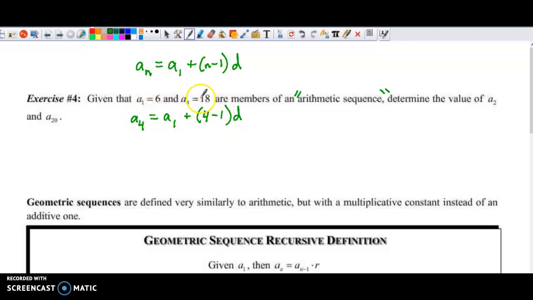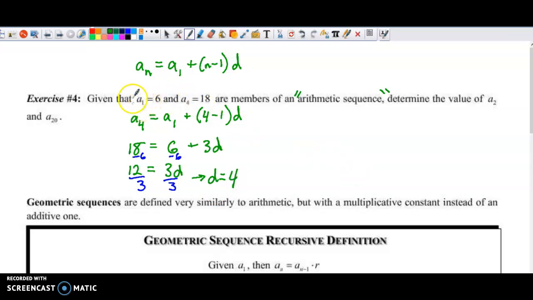And so a subscript 4, the fourth term, is 18. The first term was 6. And 4 minus 1 is 3. So at this point I could figure out d by solving, subtracting 6 over. I hope you don't need to see that work, but if you do, 18 minus 6 is 12. Then divide both sides by 3 to see that the common difference is 4.